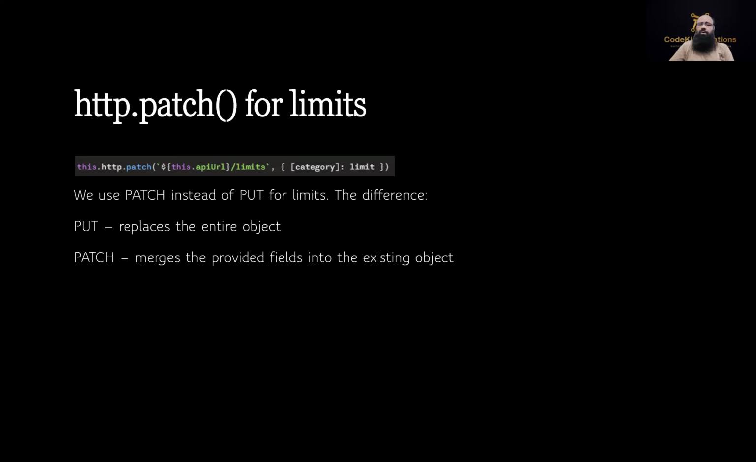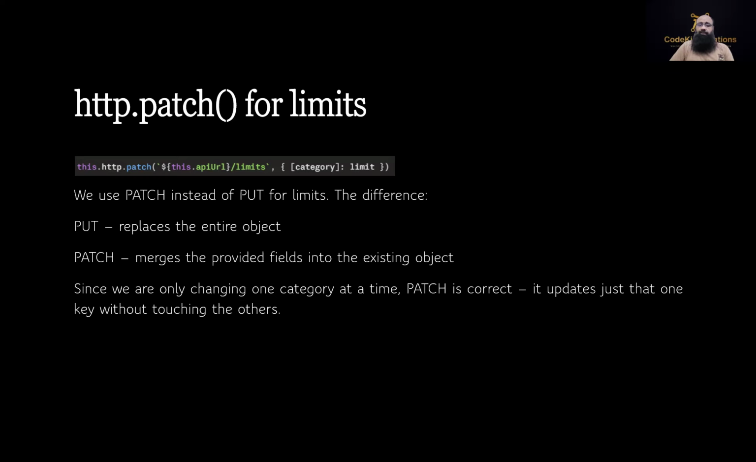And if we need to modify a certain attribute, we are going to use patch. What does it do? It merges the provided field into the existing object. What we are providing here is just a single category with a limit, so we are changing only one category at a time. So patch is the correct version, because we are not going to update the whole limits array at any point of time. It's only touching a single key, and keeping everything else intact.